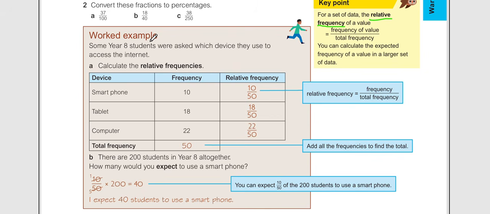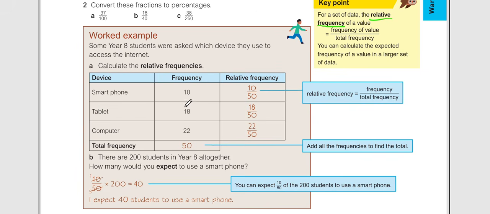Some year 8 students were asked which device they used to access the internet. And then they are asking you to calculate the relative frequencies. So let's see the data they have given. You can see there are 3 devices: smartphone, tablet and computer.